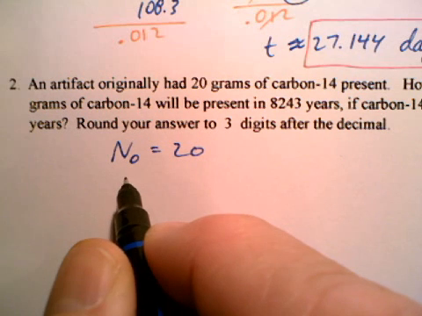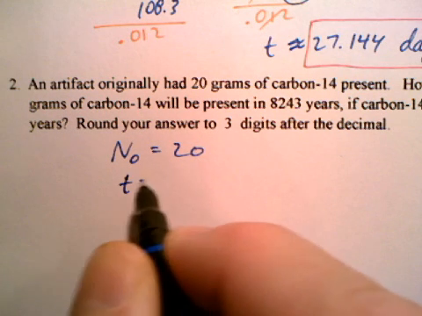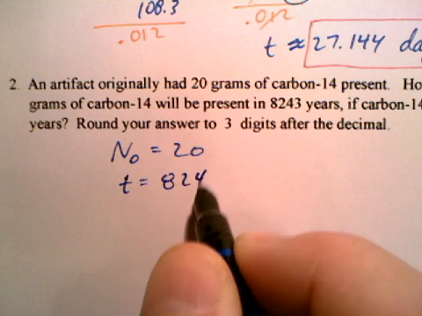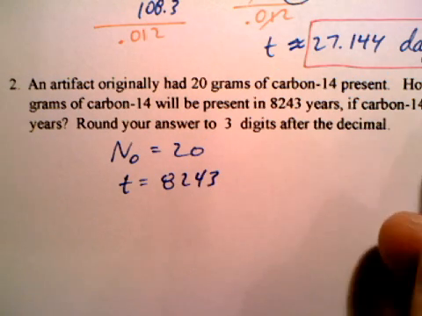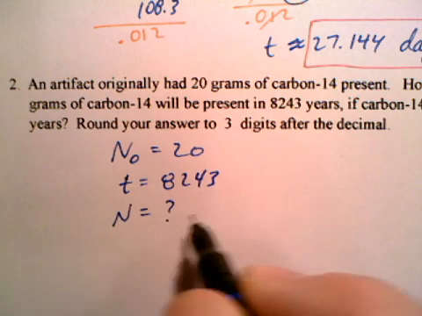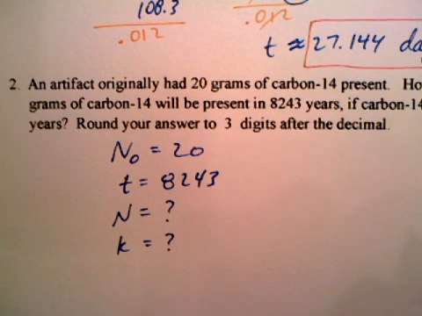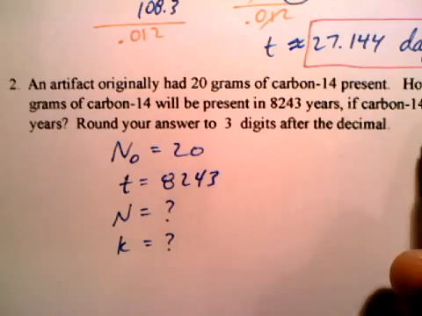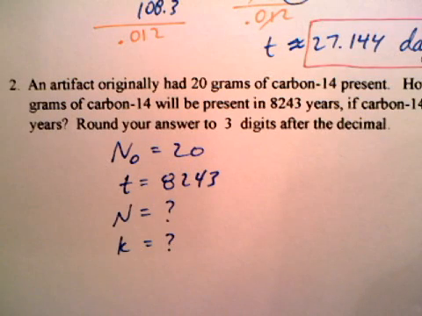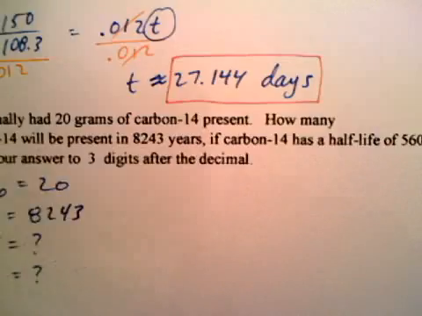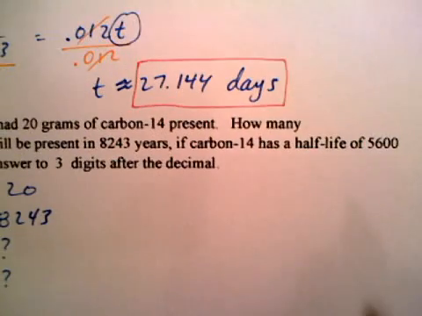So we want T equals 8,243, and how many grams? So n equals what? But then K equals also what? So we've got a bit of an issue that we haven't had before. If carbon-14 has a half-life of 5,600 years, okay, so here's the deal. You're going to take that information about the half-life, because that's going to help you figure out what K is.